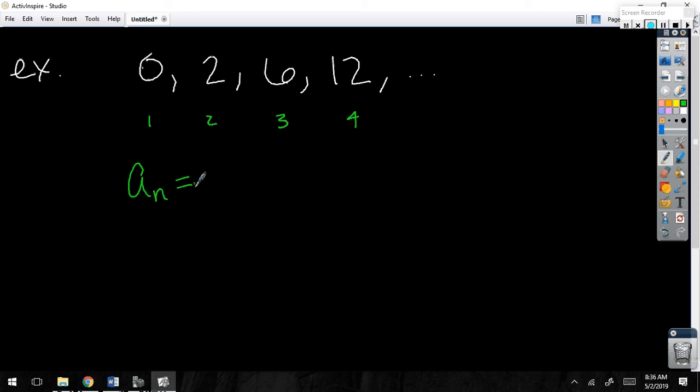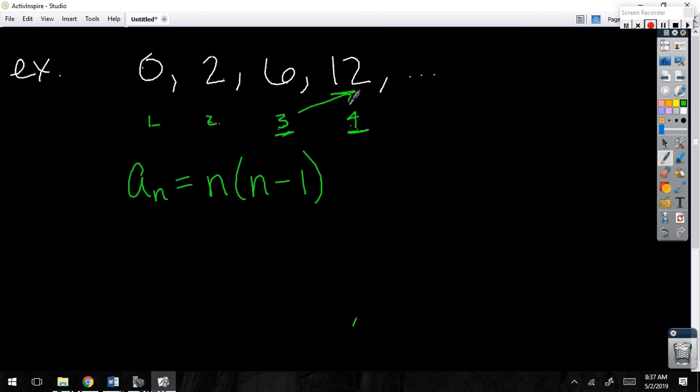All right, so n times n minus 1. Does it work for everyone? 3 times 2 is 6. 2 times 1 is 2. 4 times 3 is 12. Right? If this is n, then this is n minus 1. So what it's saying is take this n and the one before it and multiply it to get this. It's a little easier to see when you look at it like that, right?